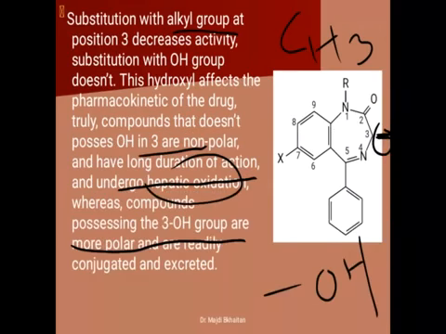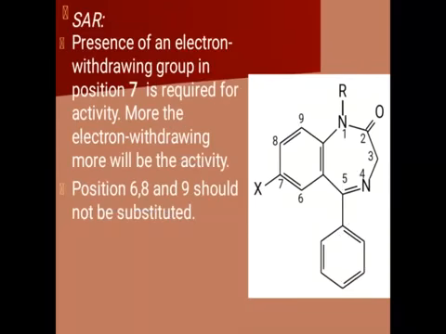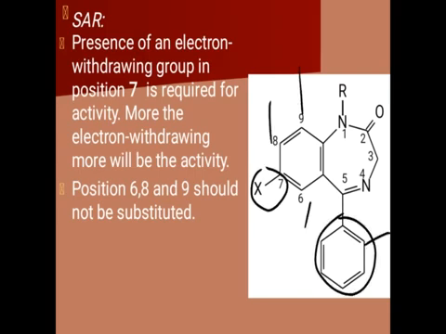So once again we will go through the SAR. At the seventh position, an electron withdrawing group must be present. Positions 6, 8, 9 must be unsubstituted. Then at the fifth position, a phenyl ring is present. On the phenyl ring, if any substitution is present, it must be ortho or diortho. If there is no substitution, then it will show better activity. But if a substitution is present, it must be at the ortho or diortho position. If the substitution is at the para position, it will decrease the activity.